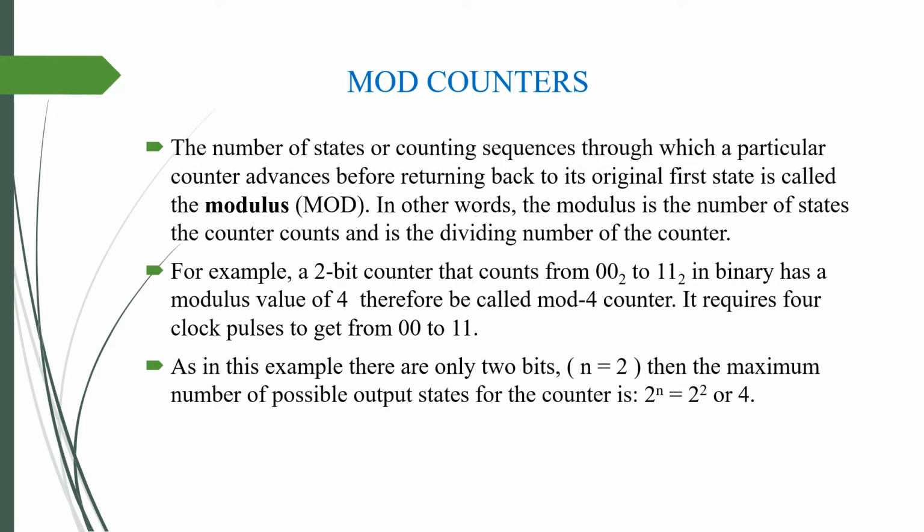For example, a 2-bit counter that counts from 00 to 11 in binary has a modulus value of 4. Therefore, it is called a mod 4 counter. It requires 4 clock pulses to get from 00 to 11 outputs. As in this example, there are only 2 bits, that means n is equal to 2, then the maximum number of possible output states is 4. 2 raised to 2 is equal to 4.